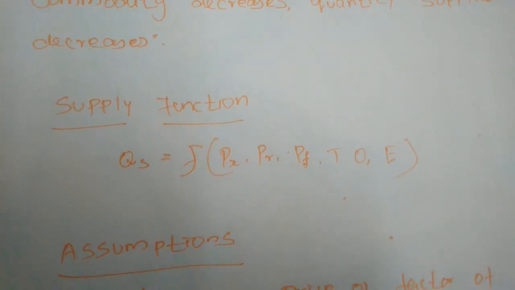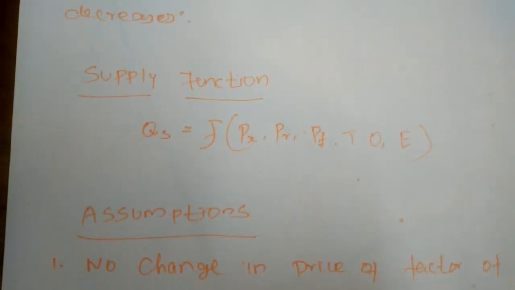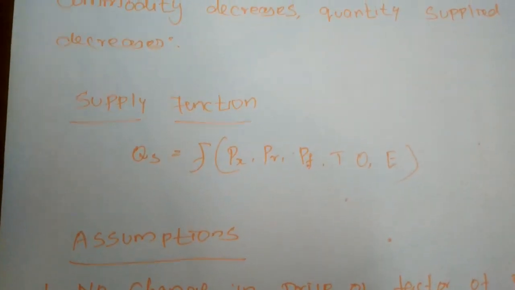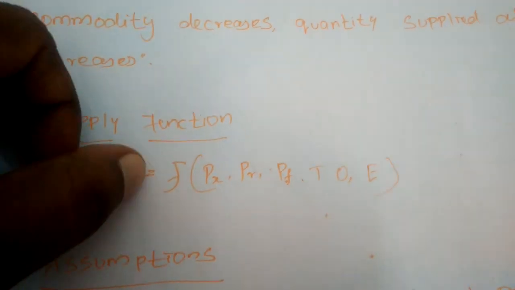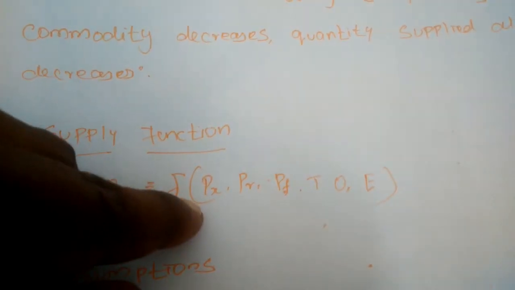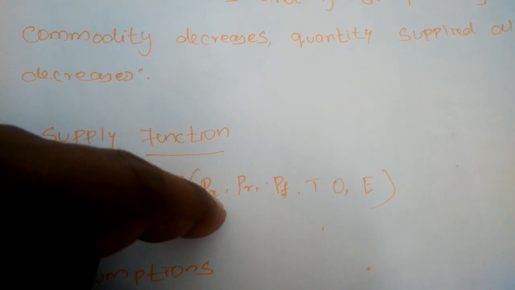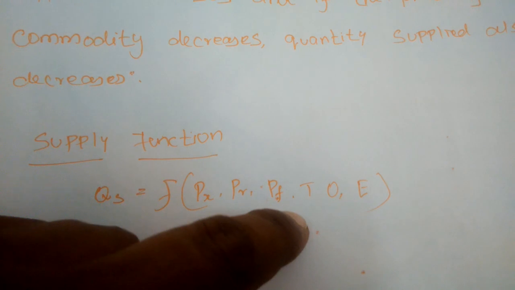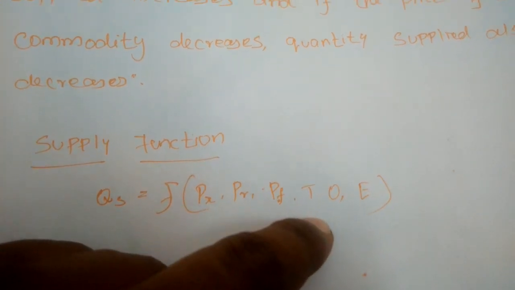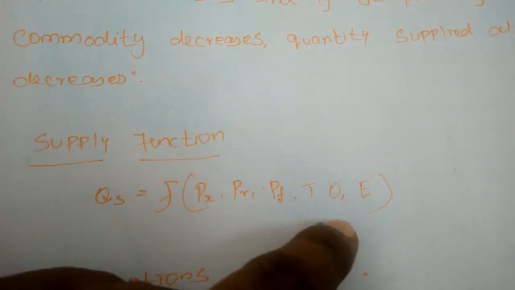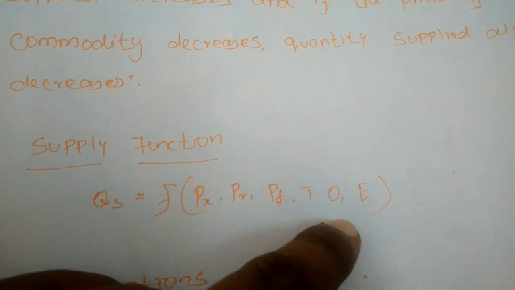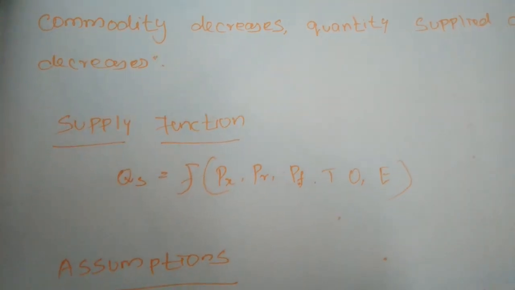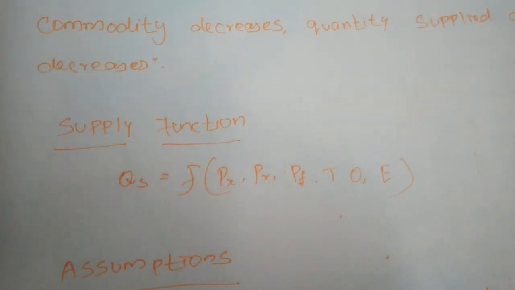So we can draw the function of supply mathematically. The quantity supplied is equal to a function of the price of the good X, the price of related goods, the price of factors of production, the technology, the objectives of producers, and the expected price in future. Okay, so these six factors also will be affecting the supply function.